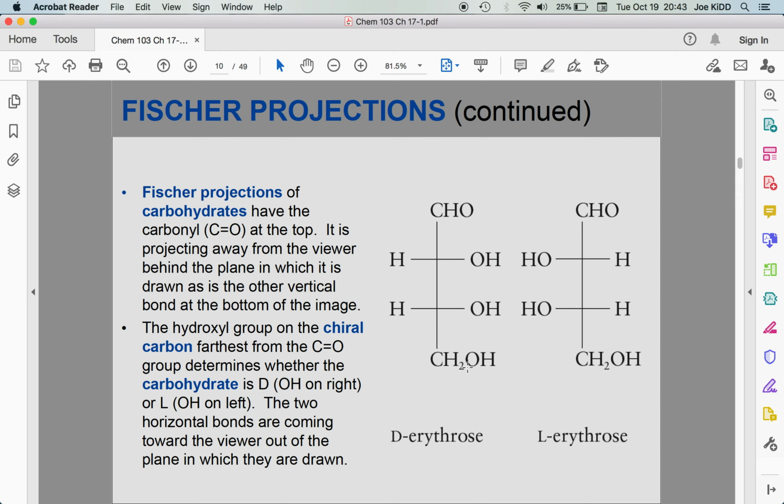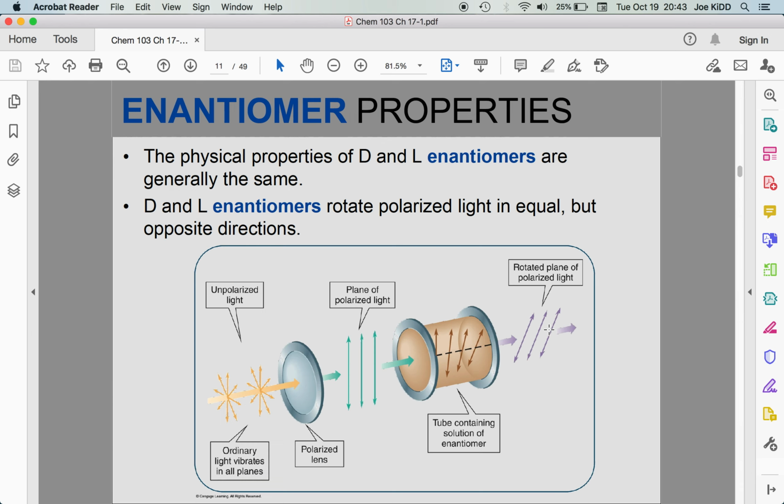So not this one, because this carbon is not chiral. The last set of OHs on a chiral carbon that is furthest away from the carbonyl, that's C double bond O. In this case, it would be this one and this one. If the hydroxyl group is on the right-hand side, it's the D form. If it's on the left-hand side, it's the L form.